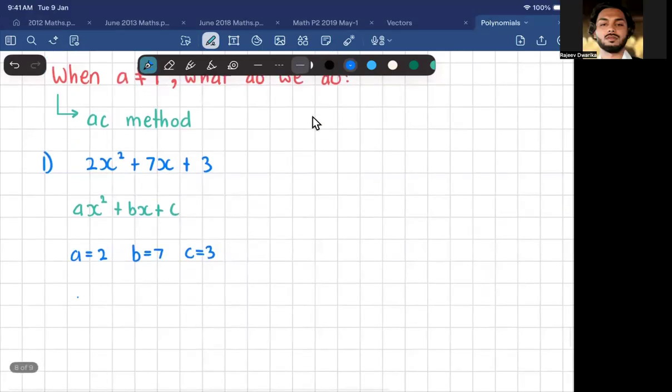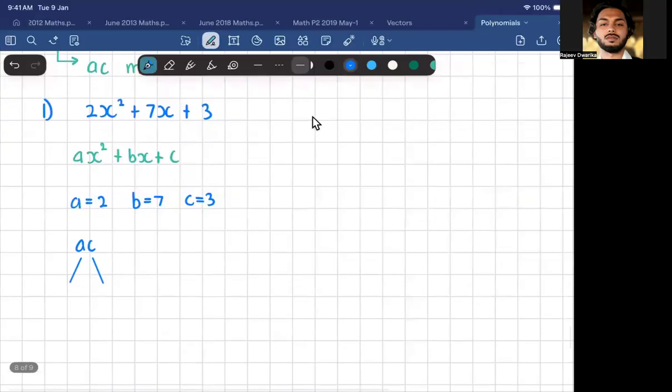So if we want to find AC, what would AC be? It will be 2 times 3. Okay. All right. So AC, and the whole process here is, wait, let me just multiply it first. So AC, that would be 2 by 3, that would be 6.